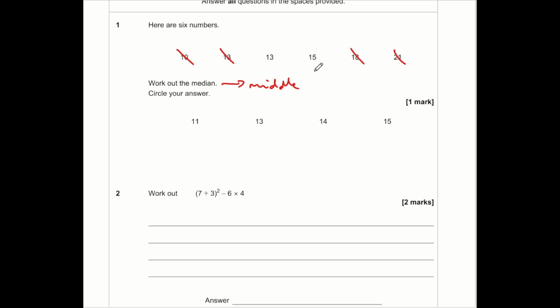Now, I was hoping to end up with 1 in the middle, but because we've got an even number of values, I'm getting 2 in the middle. In this case, the median is halfway between 13 and 15, which is, of course, 14. So the median here is 14.